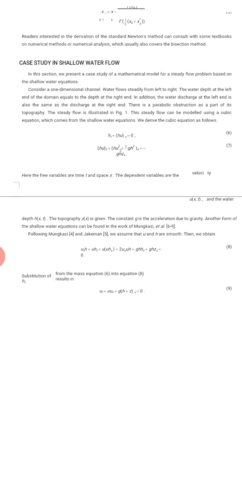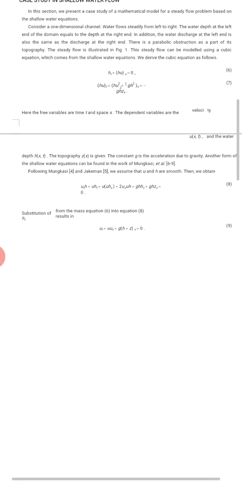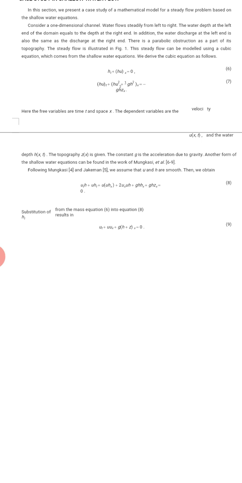Consider a one-dimensional channel. Water flows steadily from left to right. The water depth at the left end of the domain is equal to the depth at the right end. In addition, the water discharge at the left end is also the same as the discharge at the right end. There is a parabolic distribution as a part of its topography. The steady flow is illustrated in figure 1. The steady state flow can be modeled using a cubic equation which comes from the shallow water equations. We derive the cubic equation as follows.